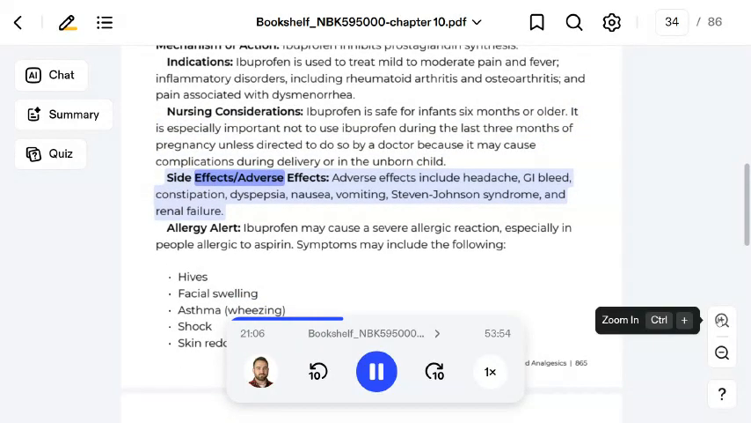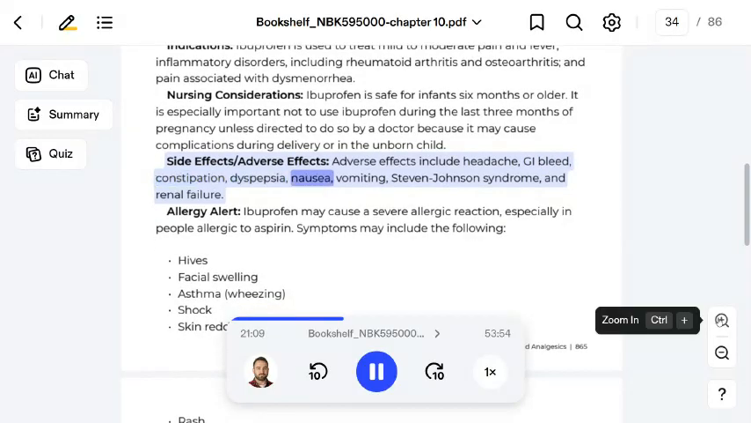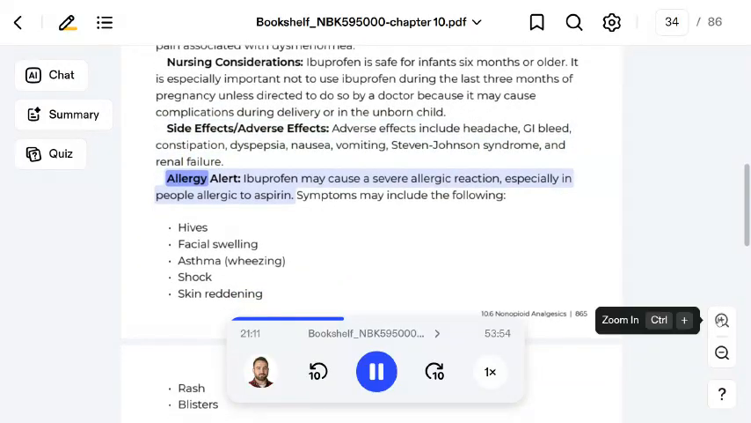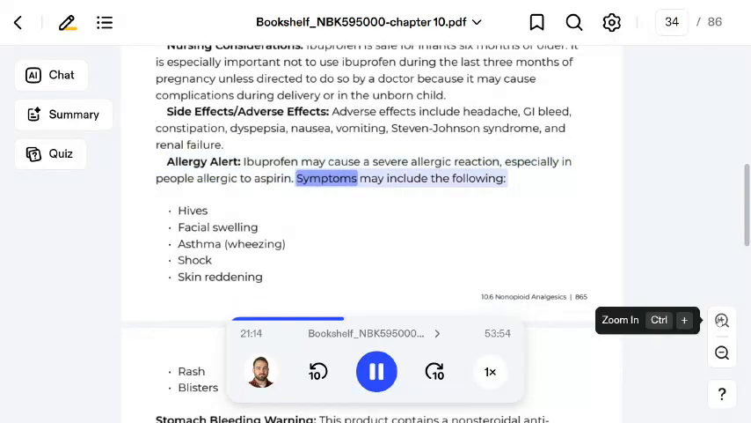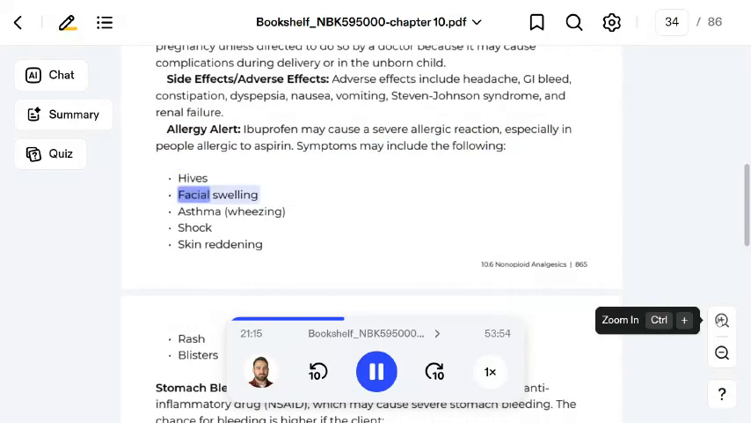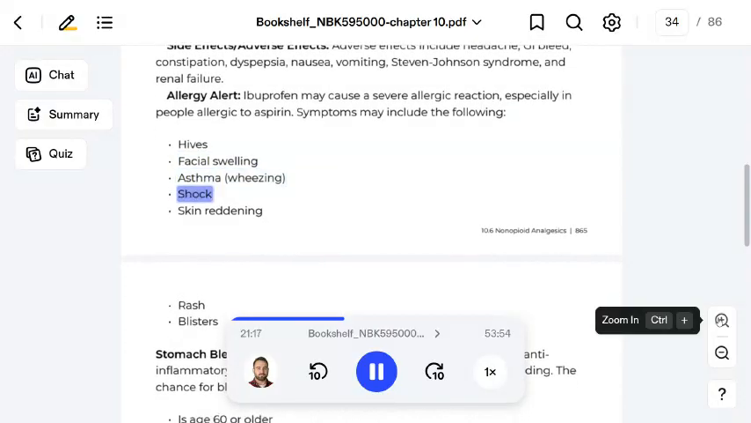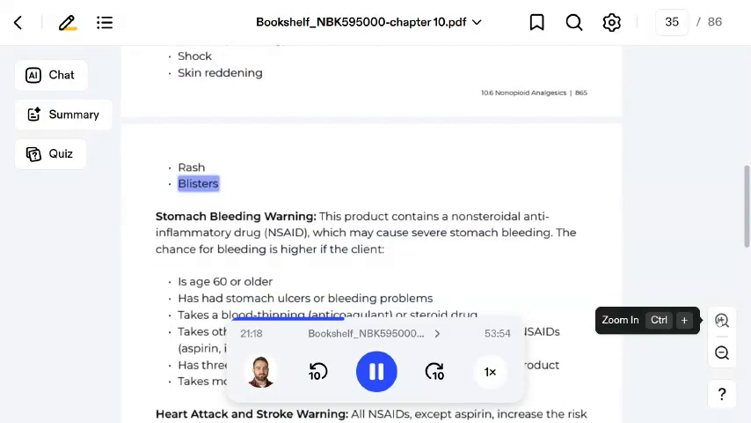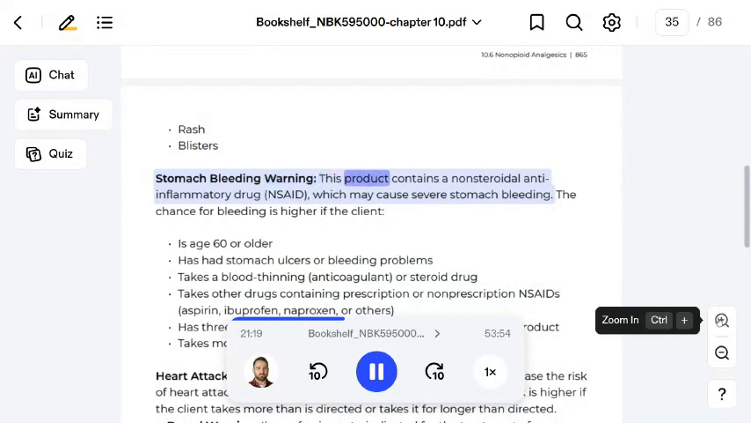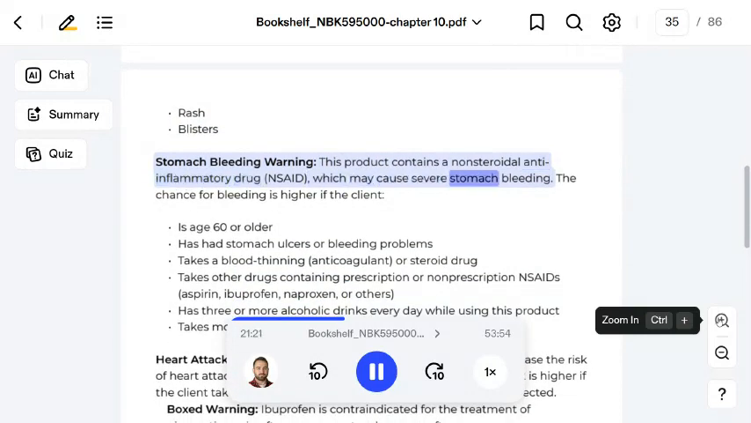Side effects, adverse effects. Adverse effects include headache, GI bleed, constipation, dyspepsia, nausea, vomiting, Stevens-Johnson syndrome, and renal failure. Allergy alert: ibuprofen may cause a severe allergic reaction, especially in people allergic to aspirin. Symptoms may include the following: hives, facial swelling, asthma, shock, skin reddening, rash, blisters, stomach bleeding. Warning: this product contains a non-steroidal anti-inflammatory drug, which may cause severe stomach bleeding.